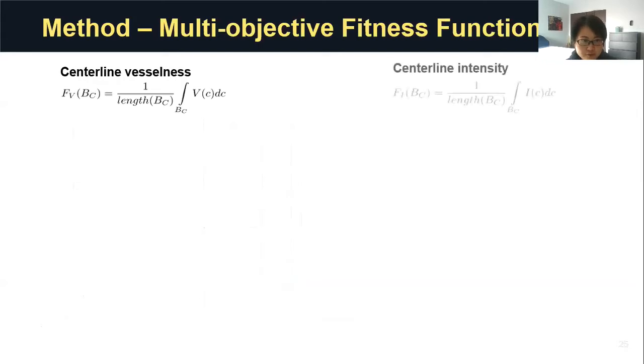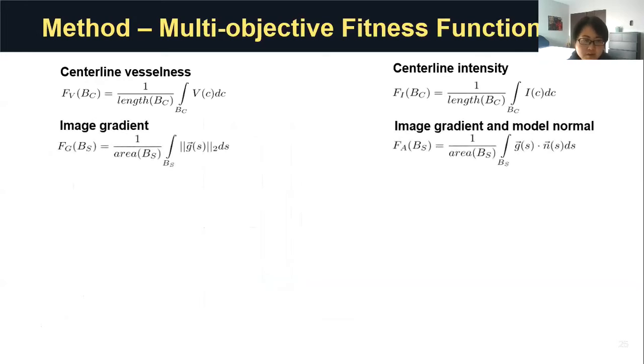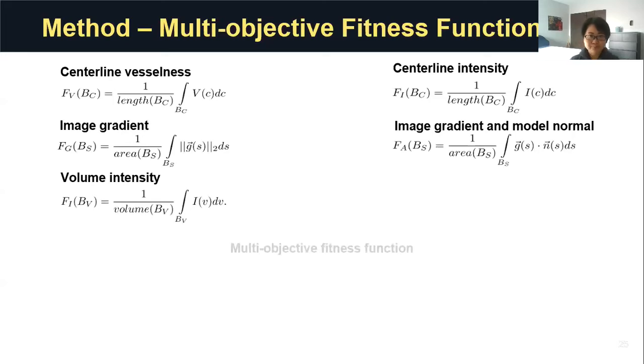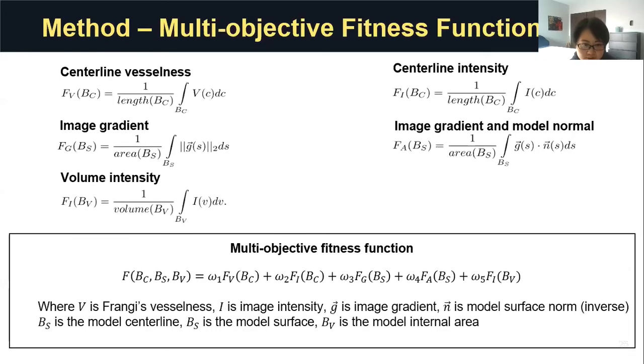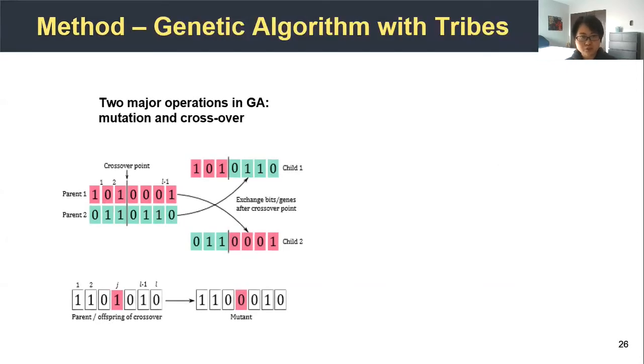The first 2 are based on collecting vesselness and intensity along the centerline of the model, and the next 2 are based on collecting the image gradients and comparing the image gradient and the model normal around the surface of the model. And the last one is to accumulate the intensity inside the whole volume of the model. So we add them all together, and we get a multi-objective fitness function. And we're going to optimize this multi-objective fitness function to fit the model into a 3D image.